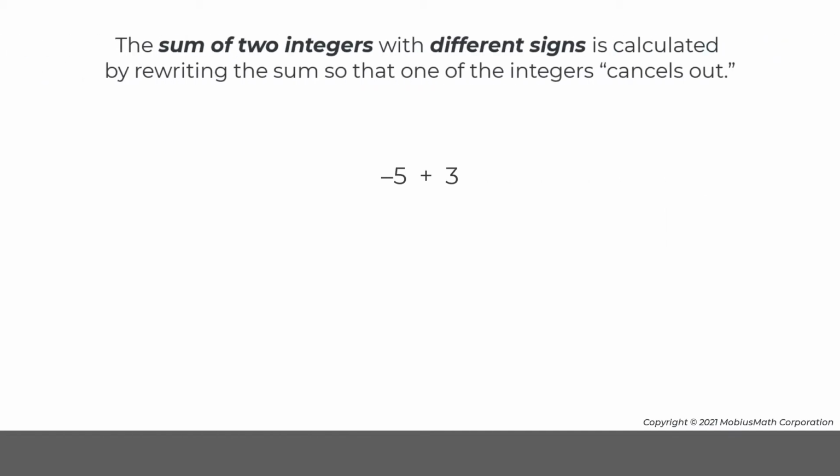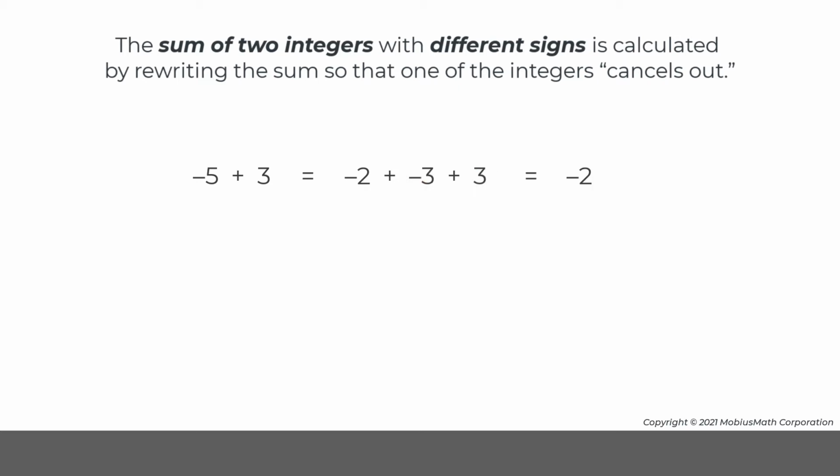The sum of two integers with different signs is calculated by rewriting the sum so that one of the integers cancels out. For example, -5 plus 3 can be rewritten as -2 plus -3 plus 3, where -3 plus 3 equals 0. So, the sum is what's remaining, -2.